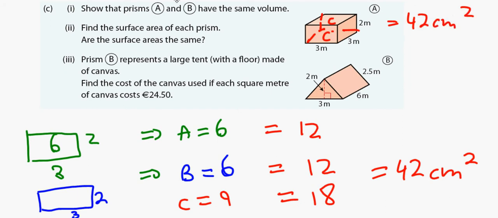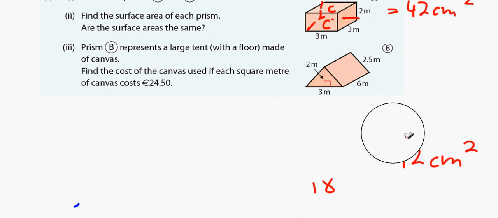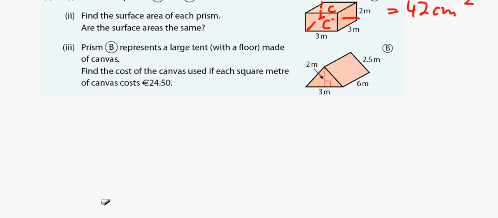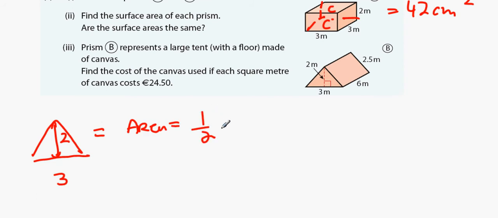Okay, so there's two triangular faces, the front and the back. We know that the base is 3, and we know the height is 2. So the area of the front is going to be area equals a half base by height, so it's half 3 by 2, and that gets you 3 centimeters squared. Now remember, there's two of them, so we have to change that to 6 centimeters squared.